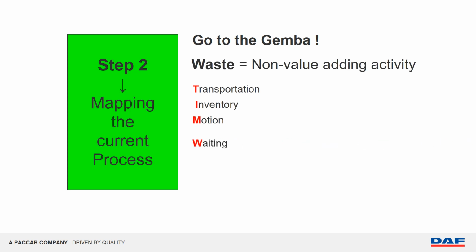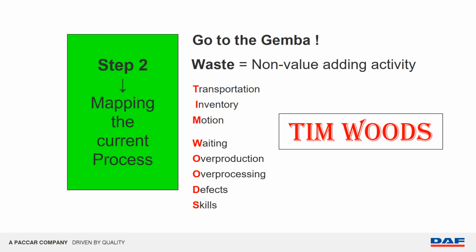Waiting. Having to wait for goods to be delivered or information to be supplied. Overproduction. Quantity-wise, producing more than needed or when it's not needed at all. Overprocessing. Doing more than what's required or adding more process steps than needed. Defects. Making errors or defective parts resulting in rework. And wasted skills. Not using people to their full potential is a waste as well. Use the acronym Tim Woods to help you remember these different types of waste.